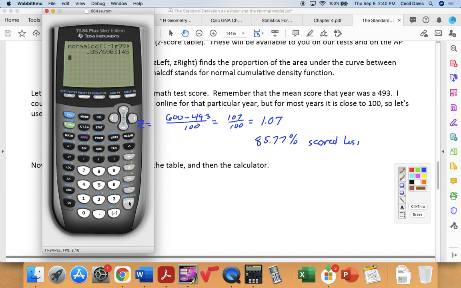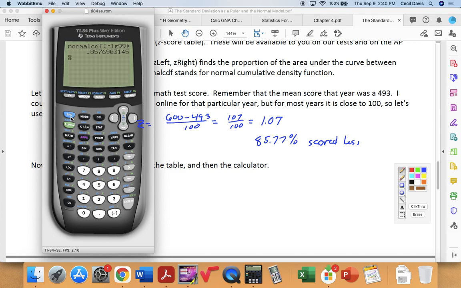So you could also find all kinds of other things, like what percentage of the people scored between 400 and 500? Can you do that? Yeah. You just make the lower 400 and the upper 500, and it'll tell you what percent scored between those two.